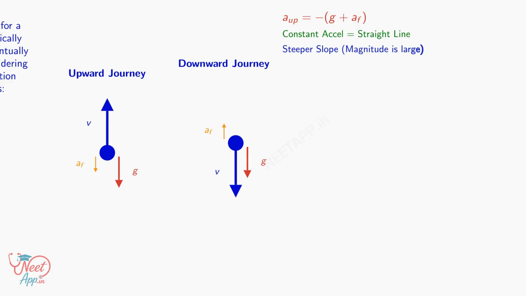Now let's look at the downward journey. The ball is falling, so gravity still pulls down, but air friction switches direction and pushes up, fighting gravity. The total downward acceleration is now only g minus a. It is still a straight line, but the magnitude is smaller, meaning the slope will be less steep or flatter.